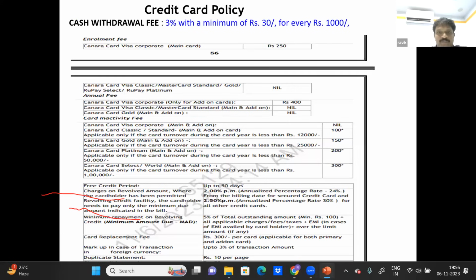Now, these are the charges with regard to cash withdrawal fee. 3% with a minimum of 30 for every 1000 rupees is the charge for cash withdrawal. These are the fees for credit card: corporate card 250, Canara Visa 400. All these cards I have given in one place, you can go through.